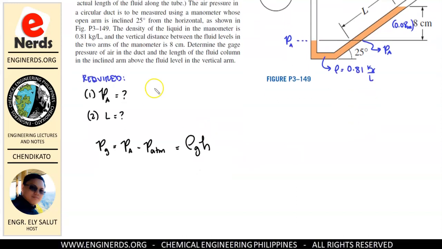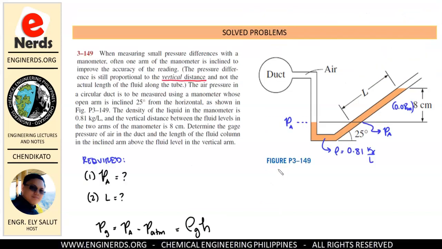So what we have here is the density of our liquid, which is 0.81 kilogram per liter, times our g, which is 9.81 meter per second squared, and our height. Katulad nung binanggit natin kanina, the pressure difference is still proportional to the vertical distance, not on the actual length. Ito yung actual length ng ating liquid, di ba?